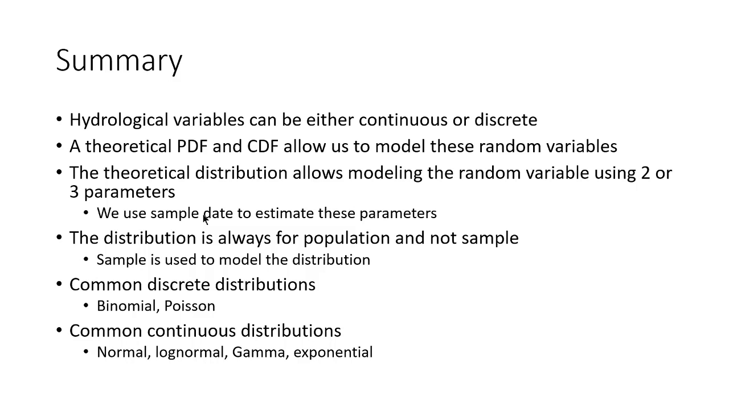The theoretical distributions allow for modeling the random variable using 2 or 3 parameters, and we get these parameters using sample data. The distribution is always for the population and not the sample. The sample is used to model the distribution. We saw some common discrete distributions: your binomial distribution, which is a yay or nay, binary type of random variable, a random variable that can only take two states, and then the Poisson distribution, which can take multiple states, looking at arrival times.